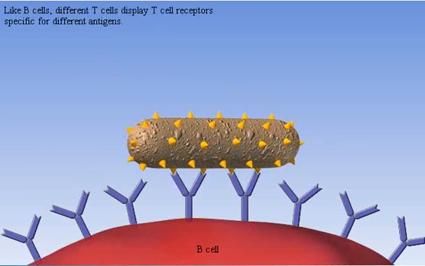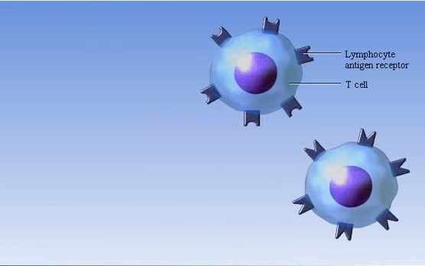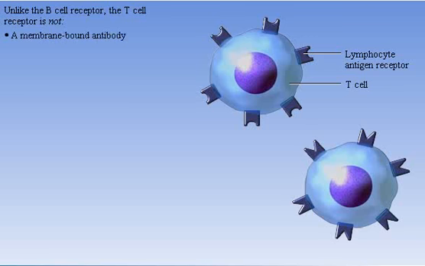Like B cells, different T cells display T cell receptors specific for different antigens. Click the bacterium to see T cells and their lymphocyte antigen receptors. Unlike the B cell receptor, the T cell receptor is not a membrane-bound antibody, and it does not have the characteristic Y shape of antibodies. Click a T cell receptor.